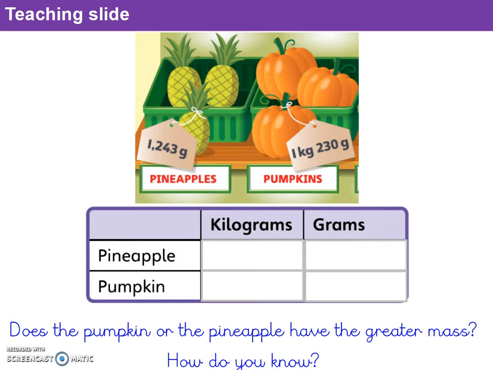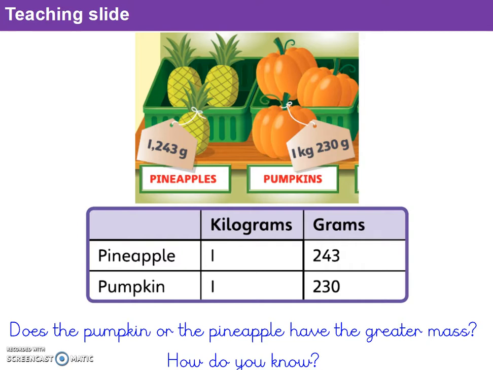Now another way that we could have converted these units would have been by using a table. So we know that 1,000 grams is equivalent to 1 kilogram, so that we know that in our pineapples we are dealing with 1 kilogram, and with our pumpkins we're dealing with 1 kilogram. Then we move on to our grams, so those amounts that are less than 1,000. So for pineapple we can see that we had 1 kilogram, 1,000 grams, and we have a remainder of 243 grams. And our pumpkin, we can see we've got our 1 kilogram, and then we've also got our additional 230 grams. And now we can make a simple comparison about which one is biggest.